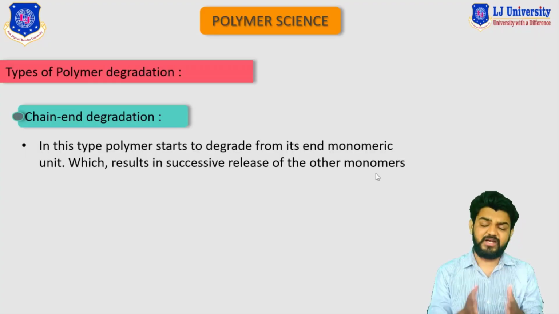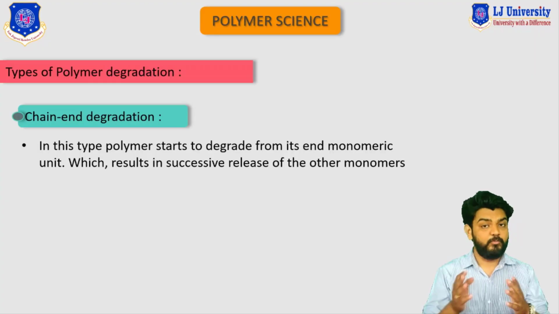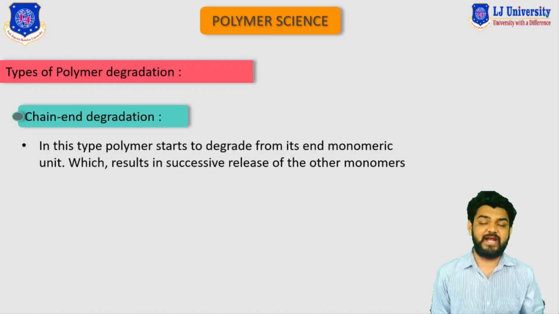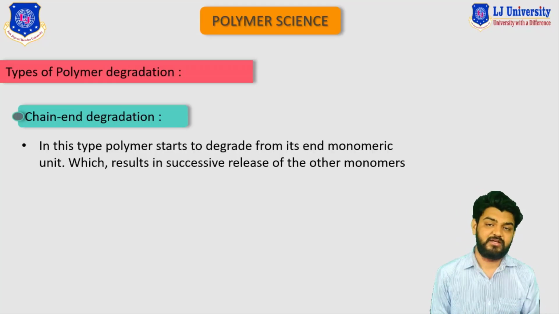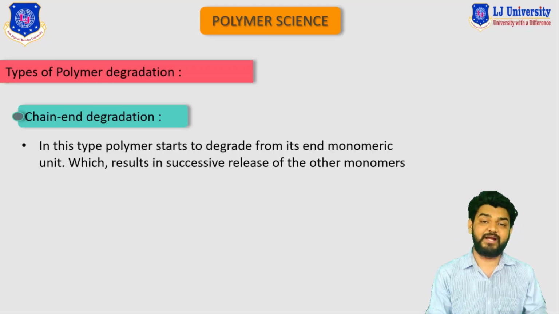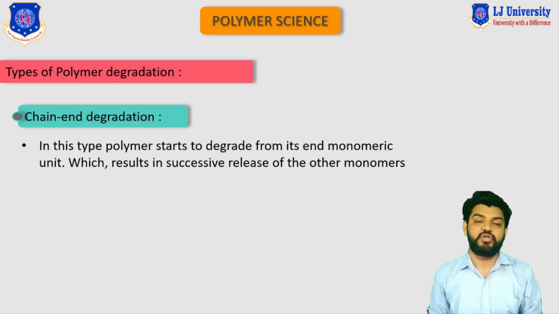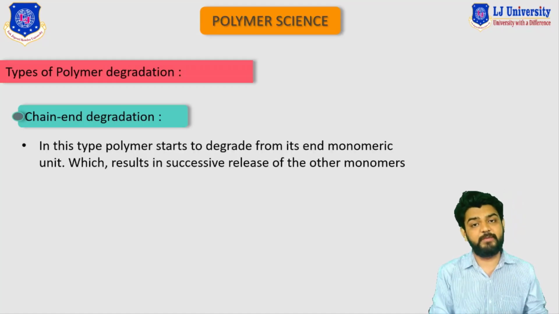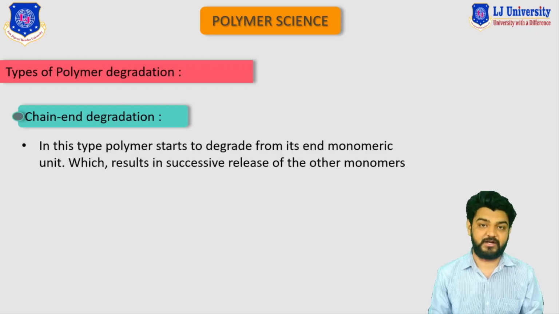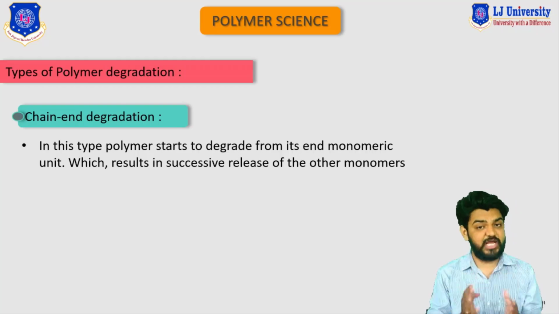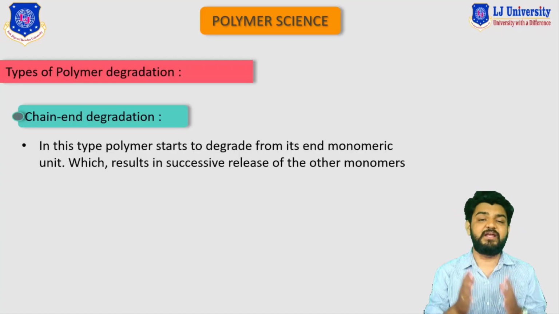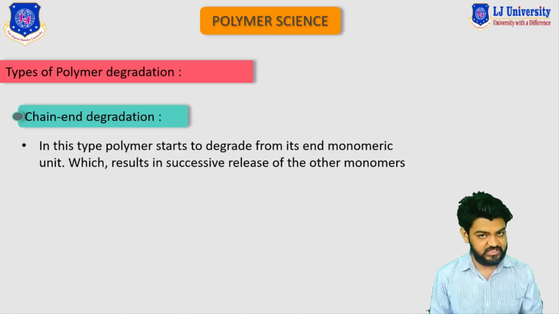The monomer at the end of the chain will be degraded and will detach from the chain. So this degradation of the monomers will take place in a successive manner. The monomers will continue to detach from the long polymer chain one by one, or in a series. It can be termed the chain end degradation process, as its name suggests that this degradation will take place at the end of the chain.